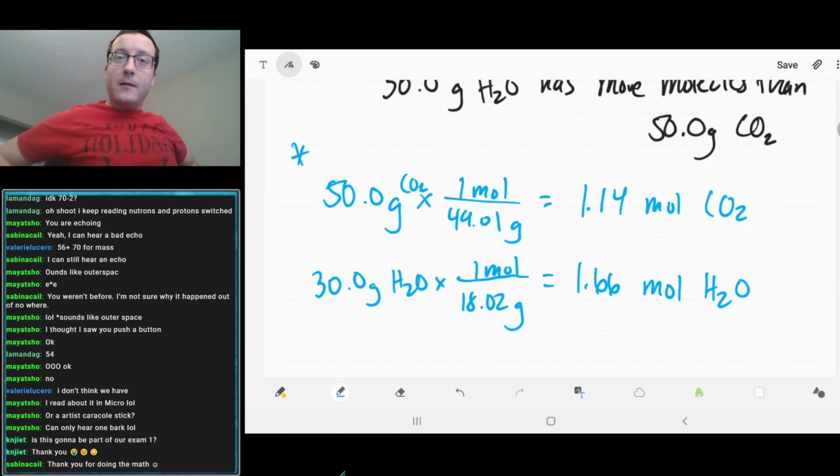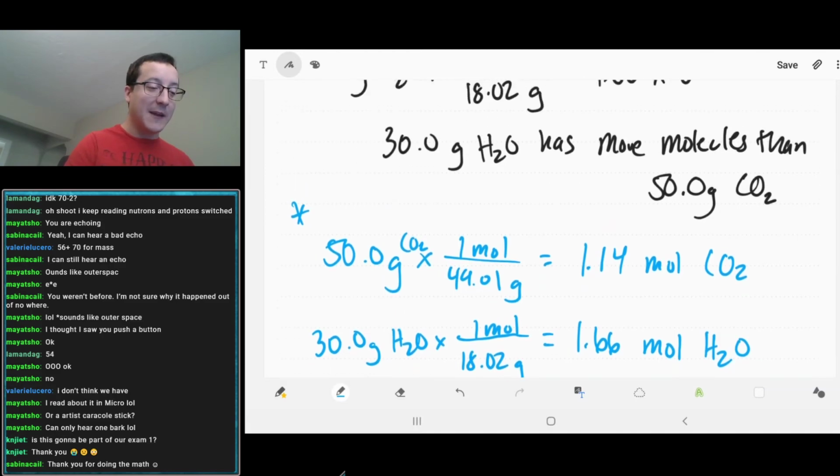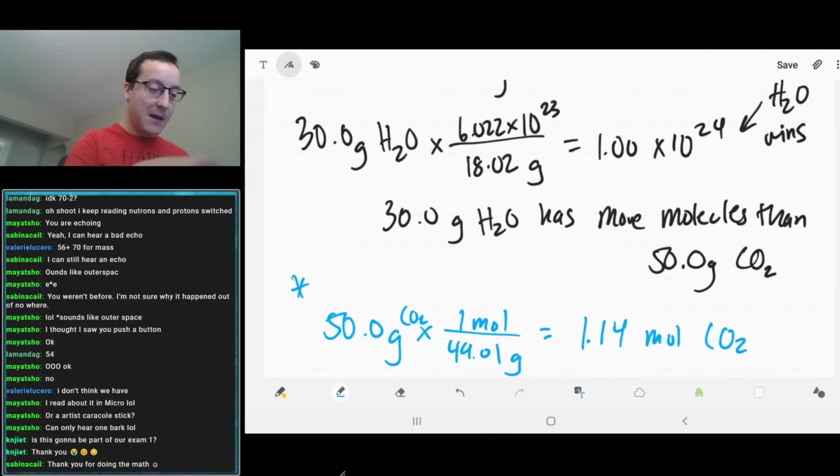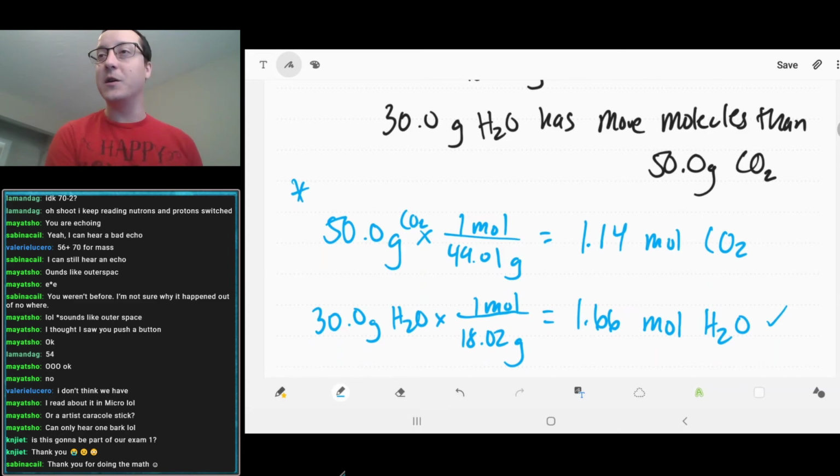Okay, and remembering that moles, just like dozens, 1.66 dozen waters would be more than 1.14 dozen carbon dioxides. Remember, moles is just another fancy word to take the place of that 6.022. So doing it this way, we're going to get the same result. And so we would see that our water would be victorious there. Because nobody likes to use 6.022 times 10 to the 23rd. Use moles instead. Moles are our friends.